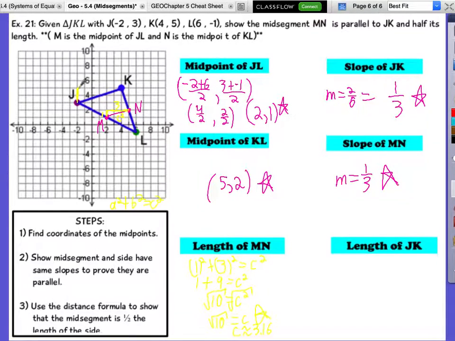We can go up and to the right. We go up how many? 2. To the right how many? 6. And we can use this as our Pythagorean theorem again, to where we make 2 squared plus 6 squared is equal to c squared.